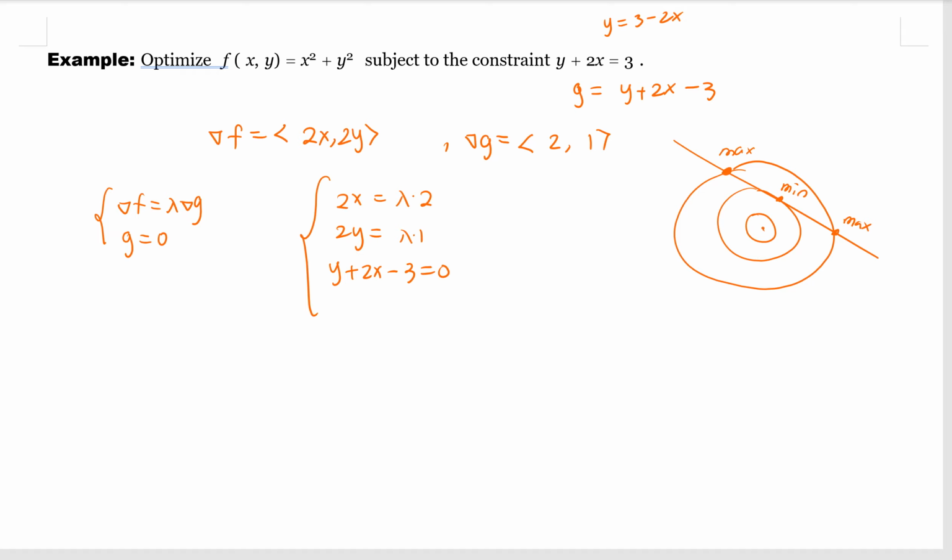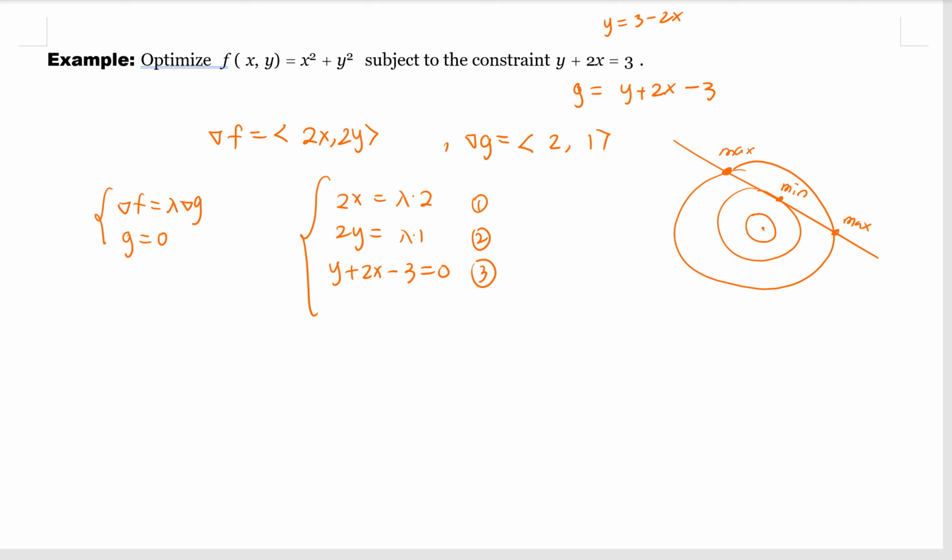Okay, so here, well, one way is we use equation 1 and equation 2. We can solve x in terms of lambda, solve y in terms of lambda, and then plug those lambdas into equation 3. We get an equation about lambda, and then we can find lambda values, and then plug it back to find x and y. But what I would do is I will eliminate lambda.